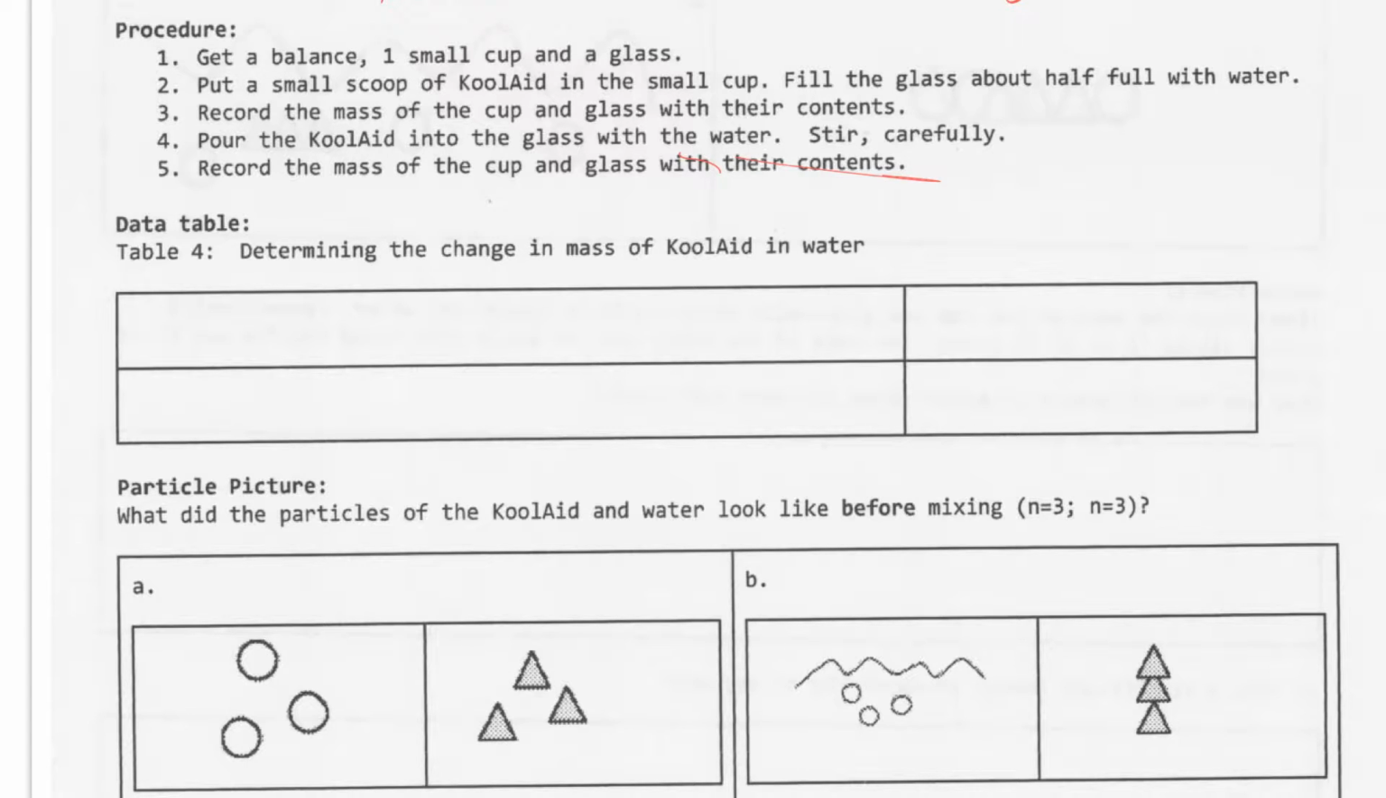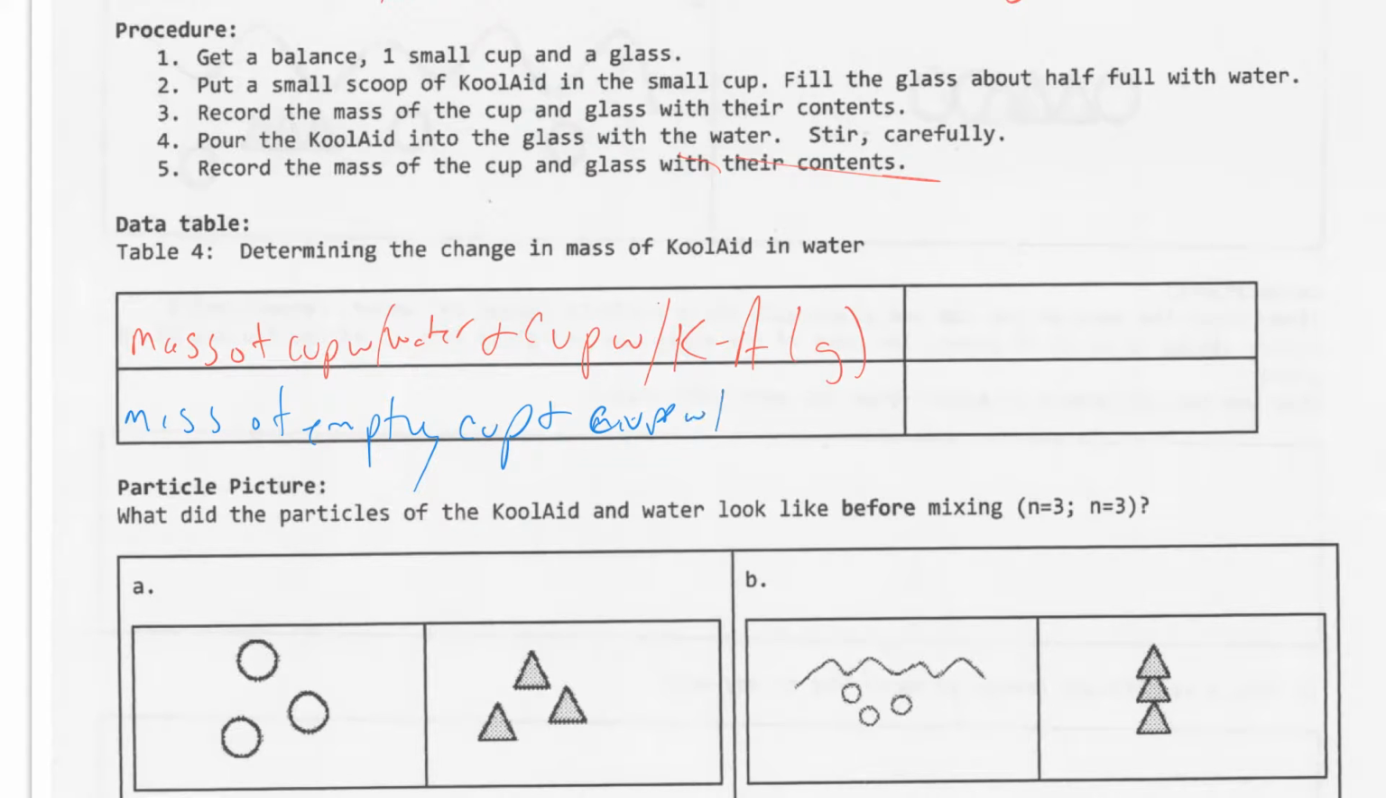So in our data table, we'd have the mass of a cup with water, and it looks like a cup with Kool-Aid, and that'll be in grams. And then we'd have the mass of an empty cup and the mass of a cup with dissolved Kool-Aid. Again, that's in grams.